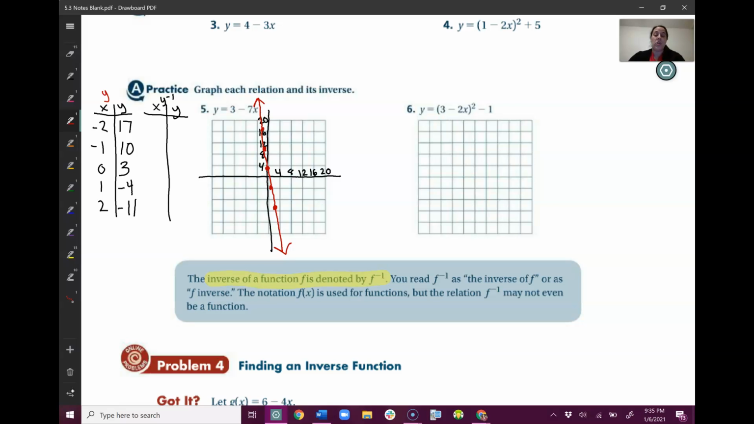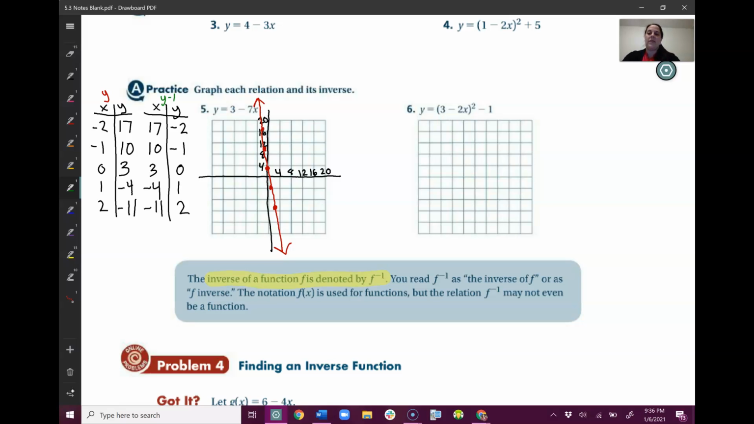Now let's graph the inverse. Remember, inverses, you always just take the x and y and you flip them. So we're going to take all these points from this first table and we're going to flip them. So the -2, -1, 0, 1, and 2 now go on the right instead of the left. And the 17, 10, 3, -4, and -11 now go on the left instead of the right.